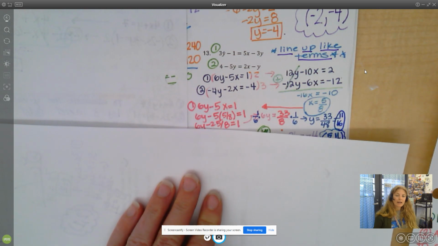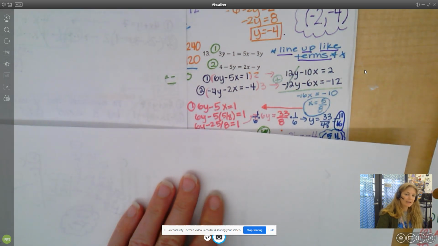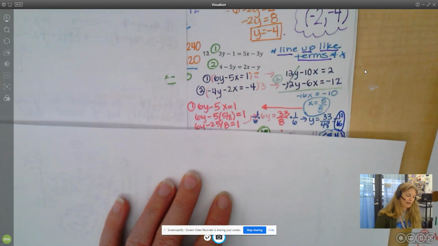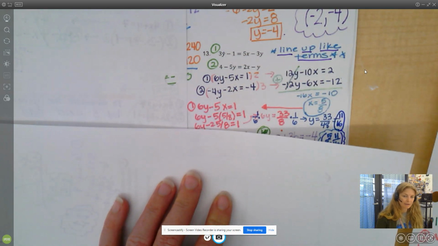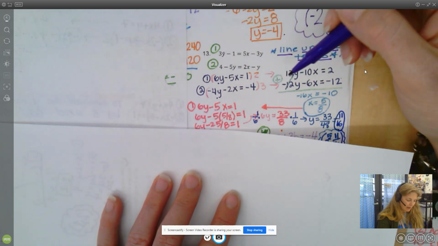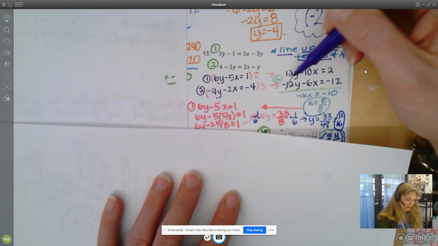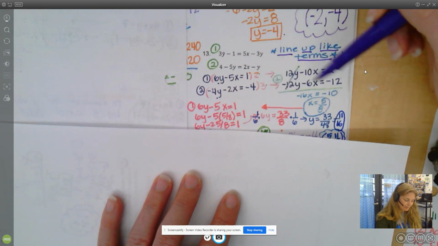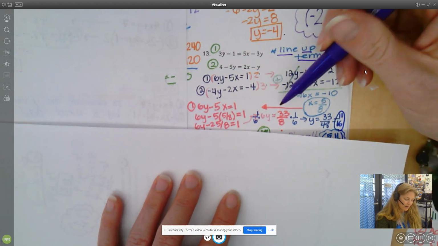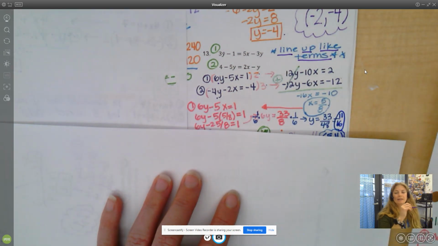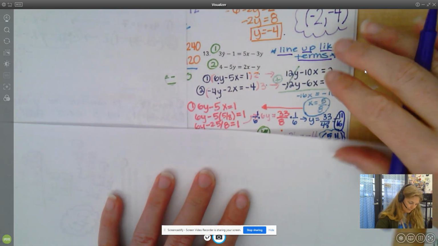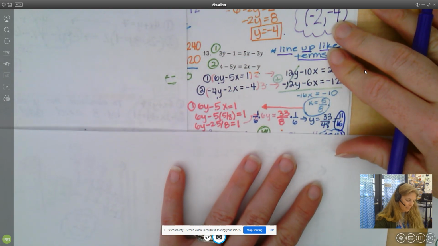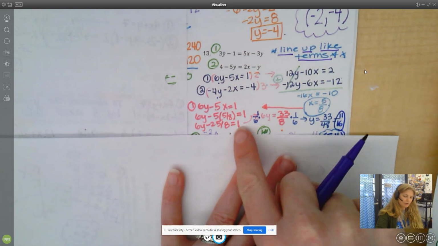From here, it's going to be most efficient to eliminate my y's because I have a negative y and a positive y, and I can avoid multiplying by a negative. So to do this, I'm going to make them each 12y, negative 12y. So I multiply equation 1 by 2 and equation 2 by 3. From here, the y's eliminate, and I can solve for x to get 5/8. Next, I need to still solve for y. I chose equation 1.